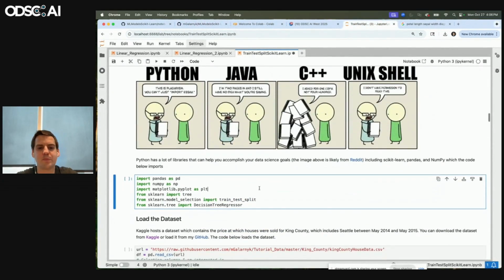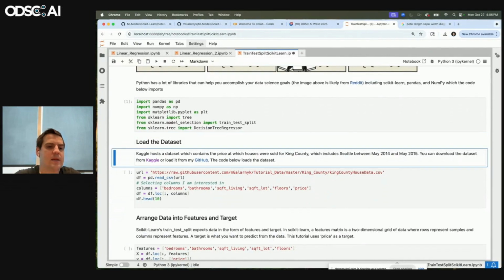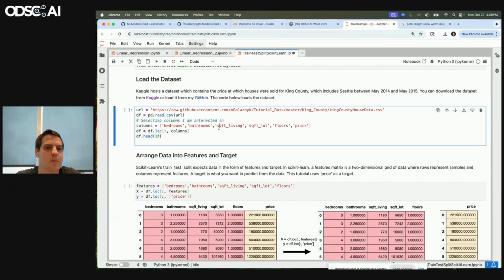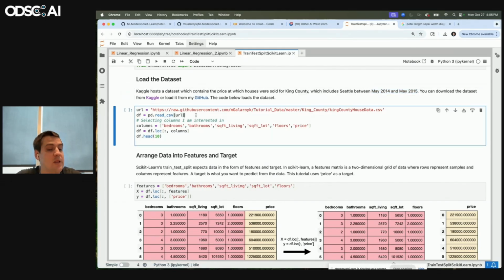Okay. So I do shift enter, I run that cell, and then I'm loading a data set from online. This is a home price data set where houses were sold in King County, which is like Seattle, between May 2014 and May 2015. So there's a time range where this data set was gathered. You can download the data set from Kaggle, or you can load it from my GitHub. Because I give a lot of talks, I stored an extra copy of it on my GitHub in case Kaggle ever goes down.